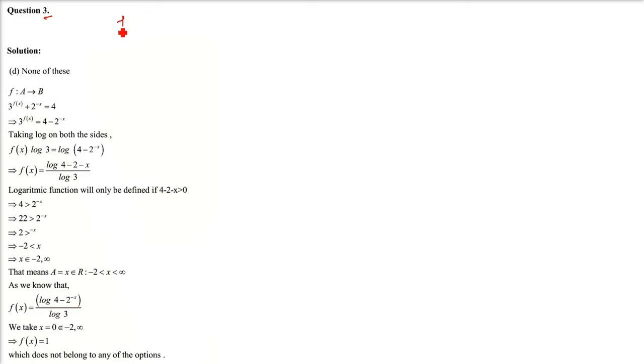If f is from A to B, given by 3 raised to the power f(x) plus 2 raised to the power minus x is equal to 4. Whenever this kind of question comes with certain powers, just in the back of your mind, have an idea that we are going to use logarithm somewhere. So there are 4 options here. Let me resolve it, then I'll have a discussion also.